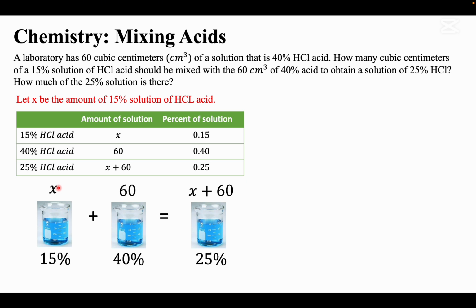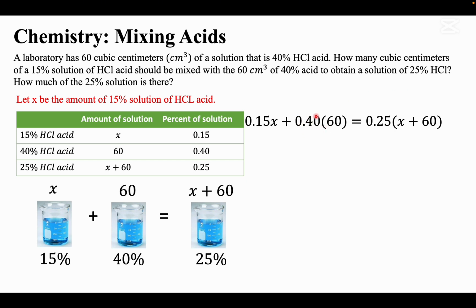Now, what we're going to do is basically multiply those two and sum them up. And that should be equal to this times this. And that's what it looks like, right? 15% is the same thing as 0.15. That's where that 0.15 is coming from. And then the same thing, 40%, and then 25%. And from here, we basically just solve for x, and we have our answer.